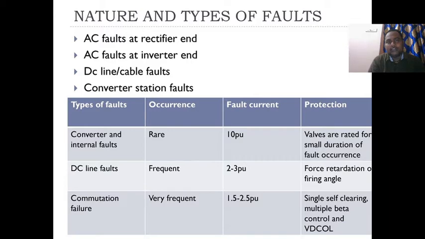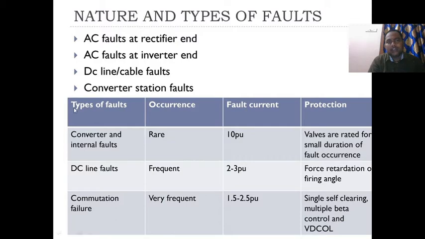So in the AC system as well as the DC system in HVDC, there are converter stations. Definitely there is a larger number of faults. Normally the main problem in an HVDC system is commutation failure, which occurs frequently in converter stations.